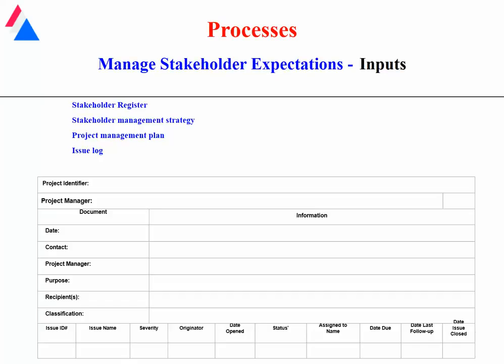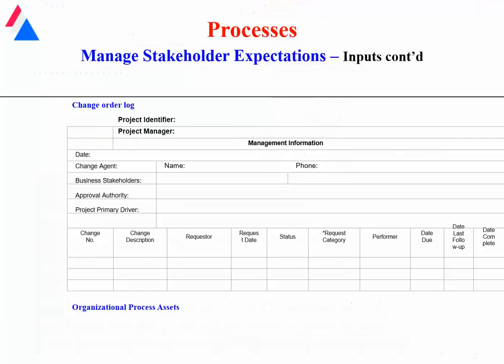Now, in managing the stakeholder expectations, the inputs would be the stakeholder register and the stakeholder management strategy, the project management plan, and also the issue log, of which there is a sample here. In addition, you may have a change order log as change orders occur. In most projects, you want to keep track of those change orders and make sure that you have information regarding the impact that those changes would have on the project, both financially, time-wise, and quality-wise.